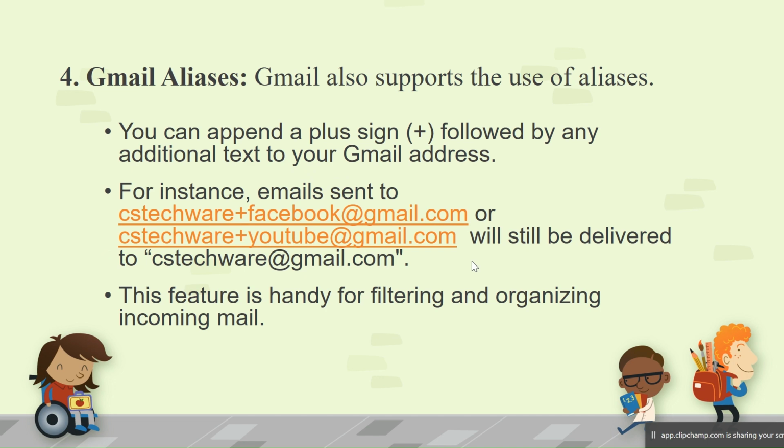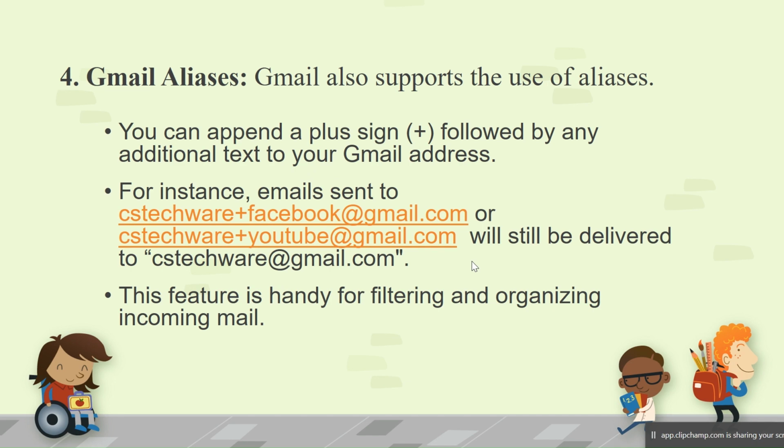Google aliases. This is the most important feature among all those we discussed in the earlier slides. In this feature, after our username, we can add, using plus, some website name or some words to recognize where we are signing up. For example, if we are signing up for Facebook, rather than using our primary email address cstechware@gmail.com, we can use cstechware+facebook@gmail.com. Also for YouTube, we can use cstechware+youtube@gmail.com, and similarly for other websites.